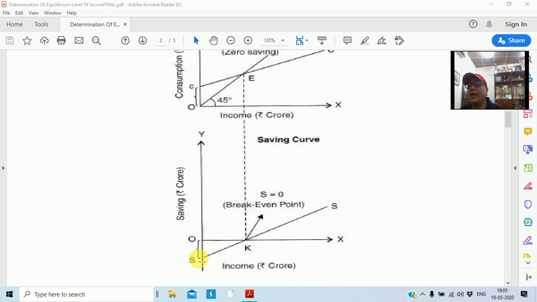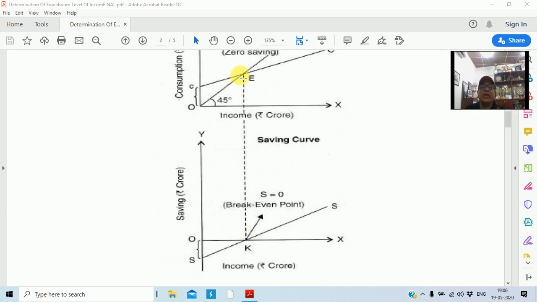What is that? Dis-savings. So it means that your autonomous consumption is always equal to dis-savings. If your autonomous consumption is 10, your dis-savings will be minus 10. So autonomous consumption equals dis-savings, till your consumption is more than income. See here, here is the consumption function. Till your consumption is more than income, your savings remain negative. Here you see, right? Savings remain negative.